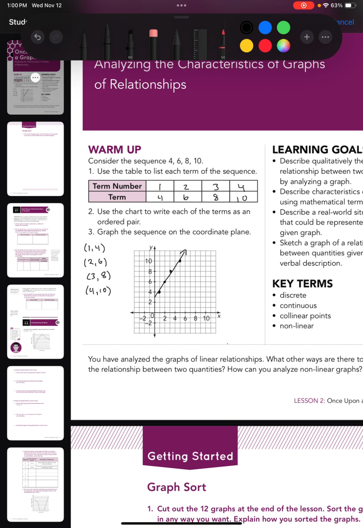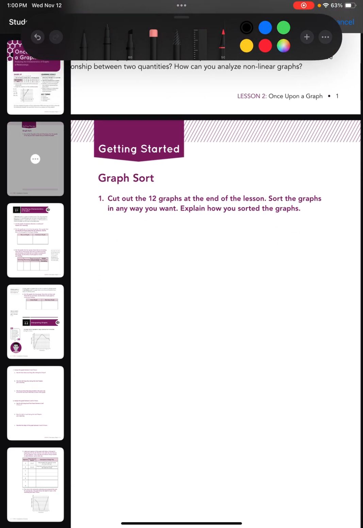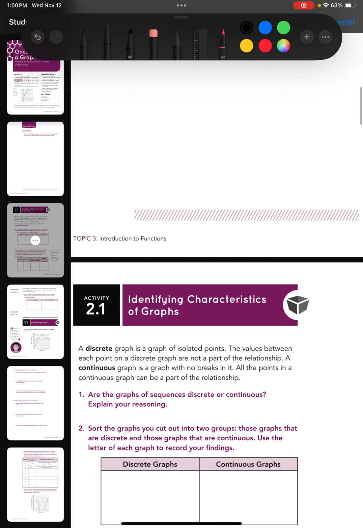All right, so we're going to be looking at key terms: discrete and continuous, collinear, what nonlinear means, all in the next few pages. At the end of this lesson, there are 12 graphs we'll be cutting out. If you want to go look at them now, I ask you to sort the graphs any different ways you want. Use whatever reasoning you think certain graphs might go together, why you think they don't go together, any reasoning that you can use to create a relationship between the groupings you put together. So take a few minutes, I'd pause it, try that, and then we'll come back together.